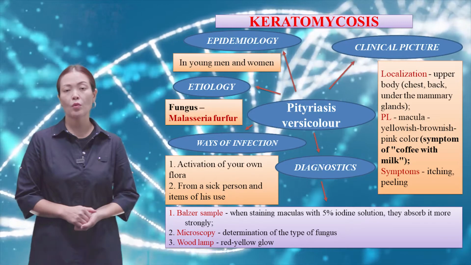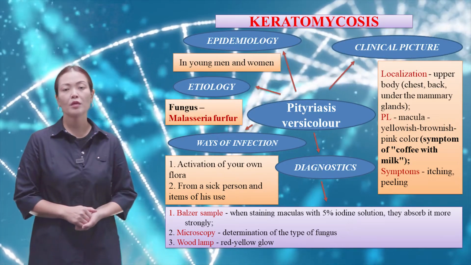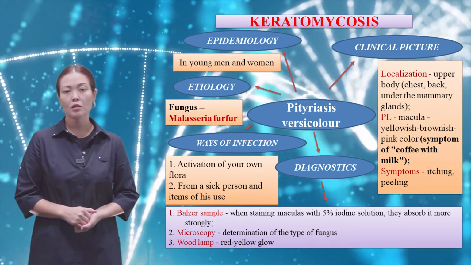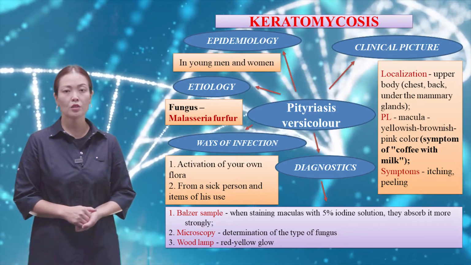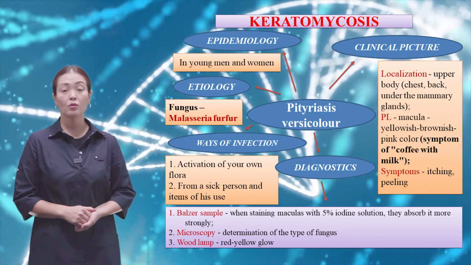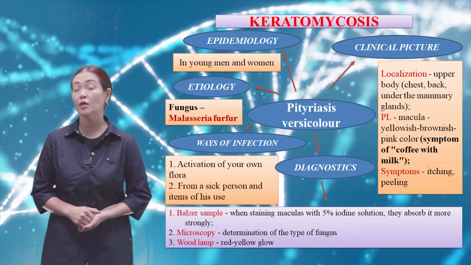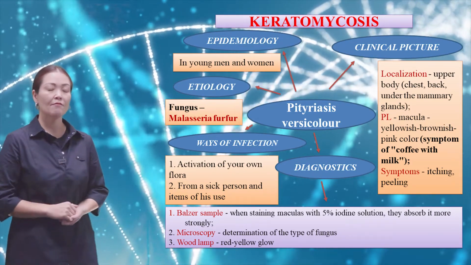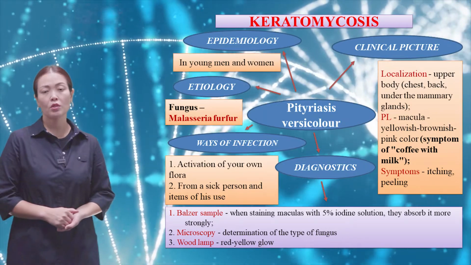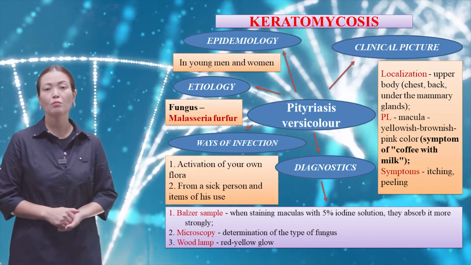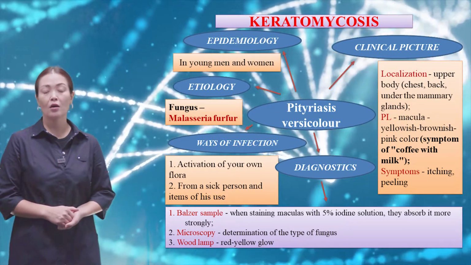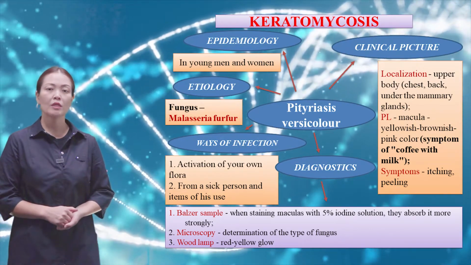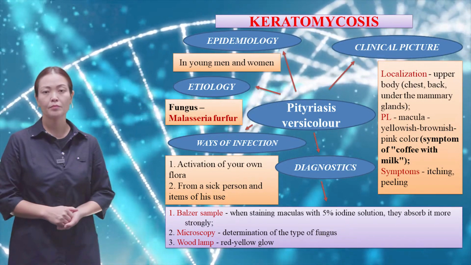Keratomycosis is a group of fungal infections where the main disease we call pityriasis versicolor. It means that if a patient comes to you, your diagnosis for him mustn't be simple mycosis, or simple fungal infection, or even keratomycosis. You should give him the diagnosis pityriasis versicolor. By epidemiology, pityriasis versicolor you can find mostly in young men and young women, meaning 25-30 years old women or 25-30 years old men.